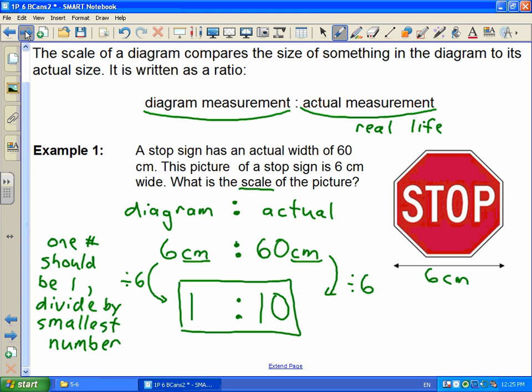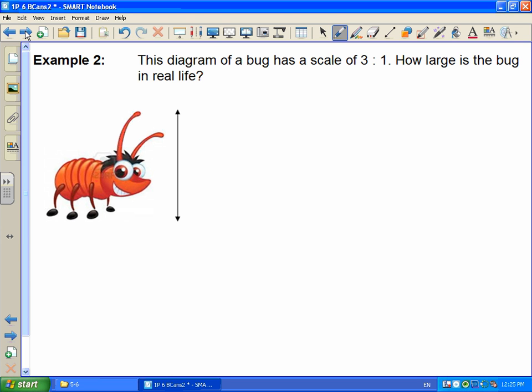The other kind of question you might be given is one like this. We're told that this diagram of a bug has a scale of 3 to 1. So we're given the scale here. How large is the bug in real life? We're given the scale, we want to find either the real life size or the diagram size. So let's say we measured this diagram here. We found that in the diagram, the bug is 5 centimeters tall. We're going to want to set up a proportion here. So what they give us is this ratio, scale. Let's write this ratio in words just like we would in any other kind of a proportion question.